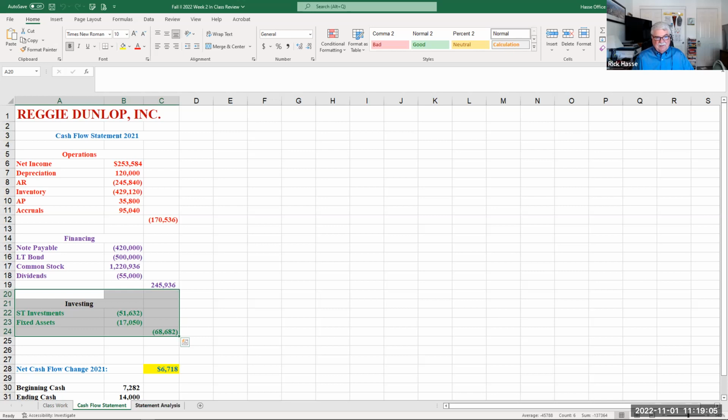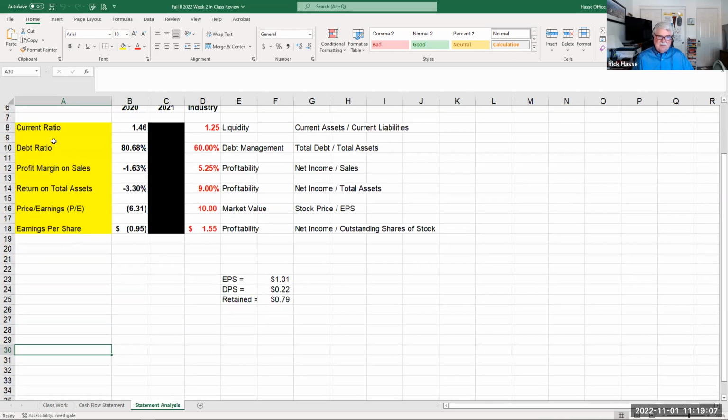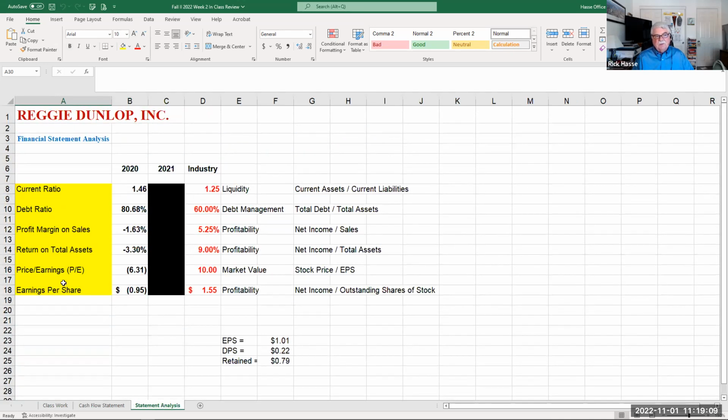And the final tab is statement analysis. These 6 you need to be familiar with: current ratio, debt ratio, profit margin on sales, return on total assets, price earnings ratio, and earnings per share. Those are very important. You need to know those from chapter 4.